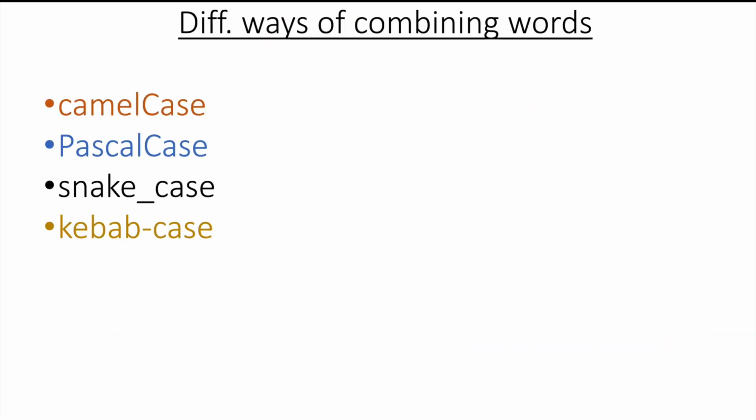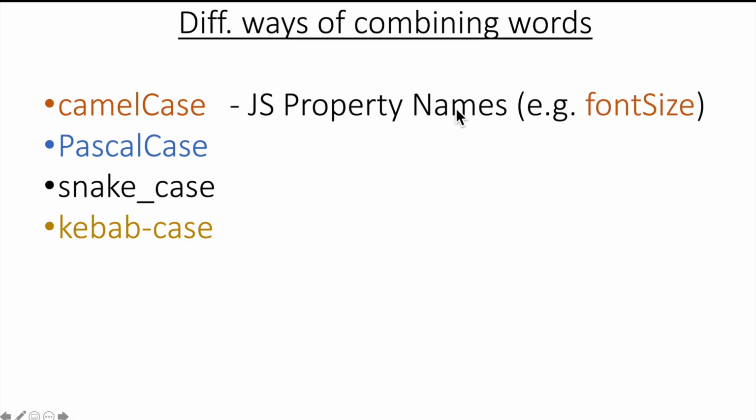Let's quickly discuss camel case. There are different ways of combining words, and here I have listed a few options. The first option is camel case. If we use camel case, then when we combine words, the first letter of the first word will be lowercase, while the first letter of all the remaining words will be uppercase, like this. If we use Pascal case, the first letter of all of the words will be uppercase. If we use snake case, we join all of the words using the underscore and all of the letters will be lowercase. And if we use kebab case, we join the words using the hyphen and all of the letters will be lowercase.